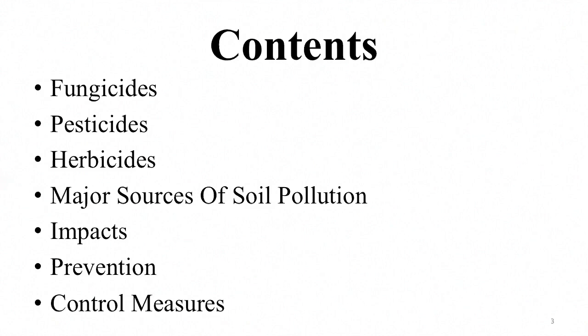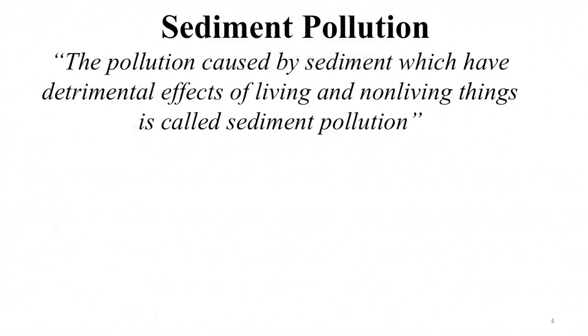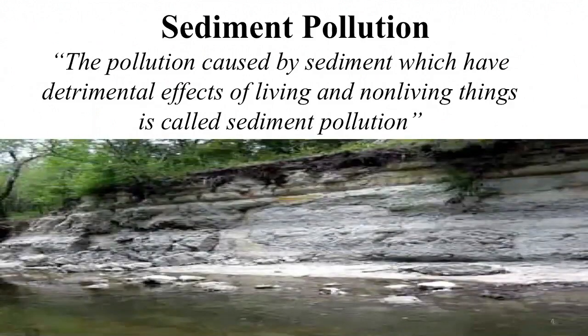So there are many effects of these herbicides and pesticides which are considered detrimental to the health of human beings, like animal and plant pests. There are many strategies adopted to control the pollution which is caused by these kinds of chemicals. So basically, in the present lecture, we are mostly concerned with sediment pollution, that is caused by the sediments which have detrimental effects on living and non-living things.